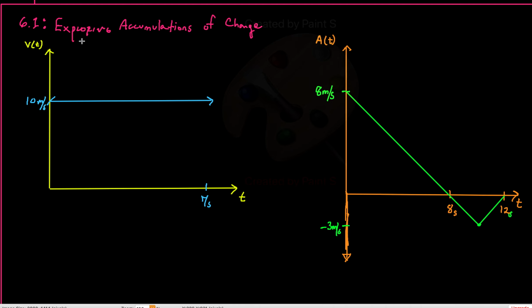6.1, which is exploring accumulations of change. So, what we've been doing when it comes to differentiation is that we've been given a function, and then we differentiate and we get something about the rate of change of that function.